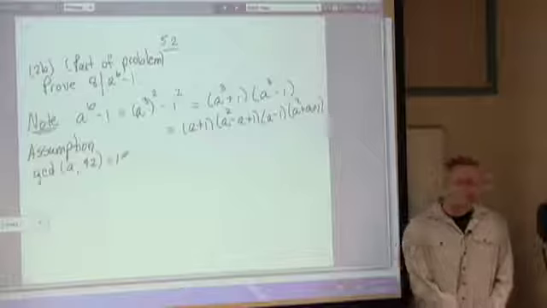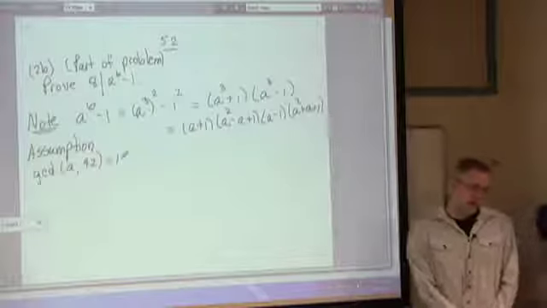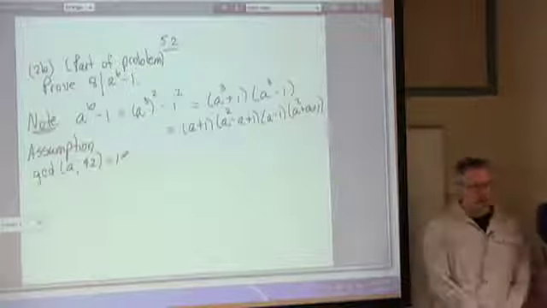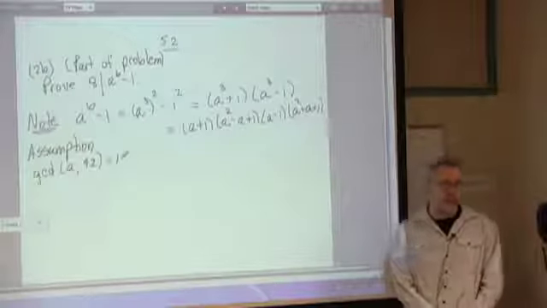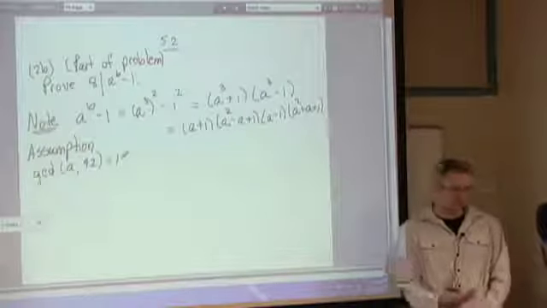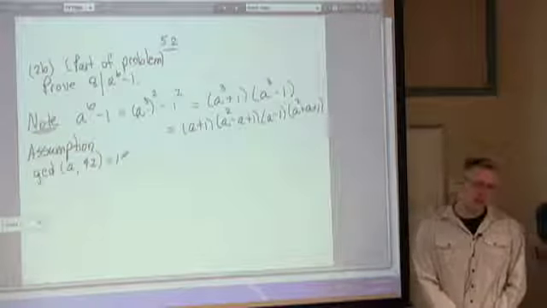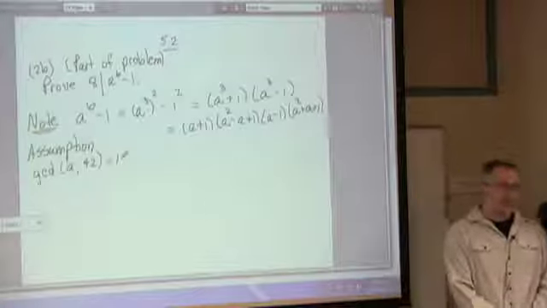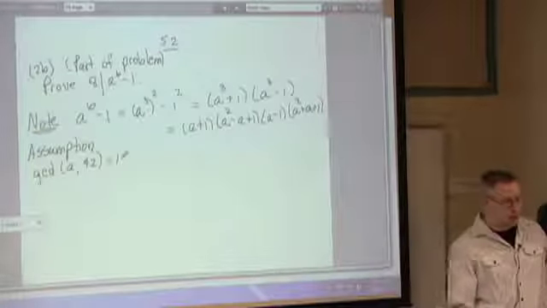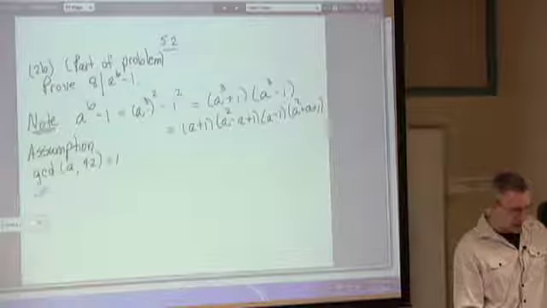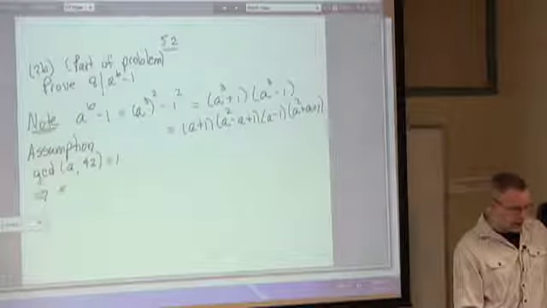Okay. Now, I think I mentioned this last time, but if A and 42 are relatively prime, that means that A can't be even, because then 2 would divide A, and 2, of course, divides 42. So the GCD couldn't be 1. It'd have to be at least 2. So A is odd, right? And again, I'm just jotting down notes here.